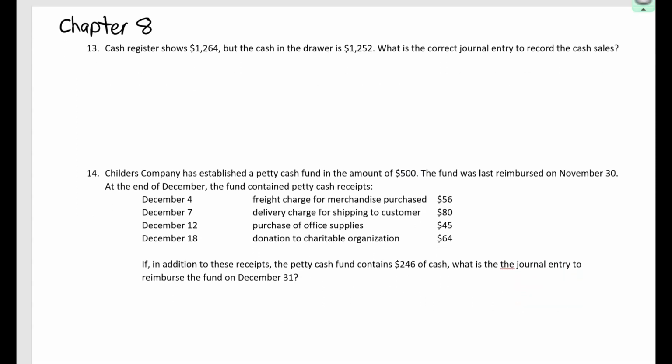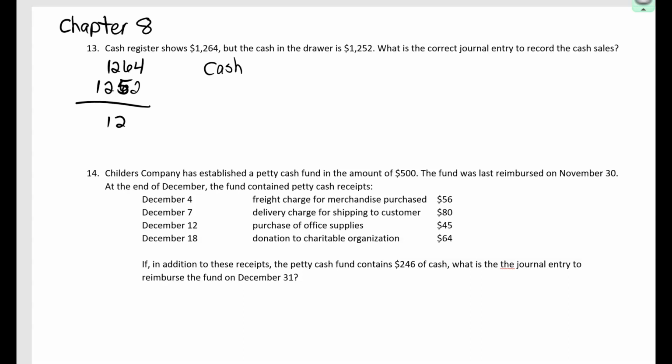So the cash register shows that we have $1,264. But the cash drawer shows only $1,252. So what is the correct journal entry to record the cash sales? First of all, let's see how much we are short. If we take what the cash register says we have, minus what we have, we get $12. So we're short $12.